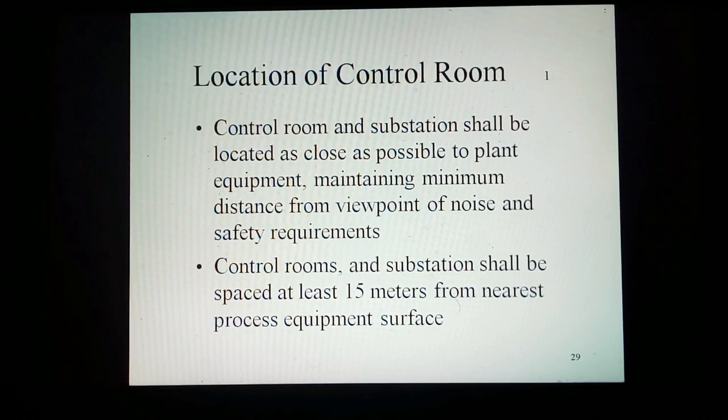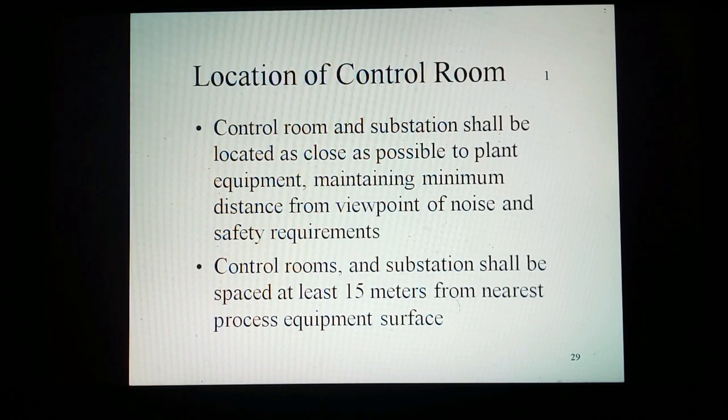Layout of control room and electrical substation. The control room and substation shall be located as close as possible to the plant equipment, maintaining a minimum distance from viewpoint of noise and safety requirements. The control rooms and substation shall be spaced at least 15 meters from the nearest process equipment surface.